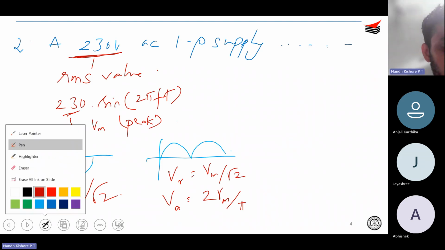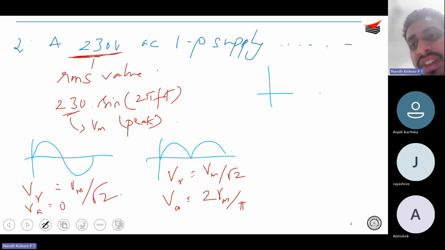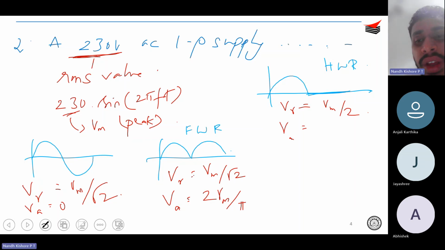Okay. And then you have this one over here. Let's say half wave rectified. So this is a full wave rectifier and this is a half wave rectifier. So what is its Vrms and V average? Vrms will be given by Vm over 2. Okay. And V average is going to be halved, right? So Vm by pi. It's not 2 Vm by pi. It's now going to be Vm by pi. Okay.